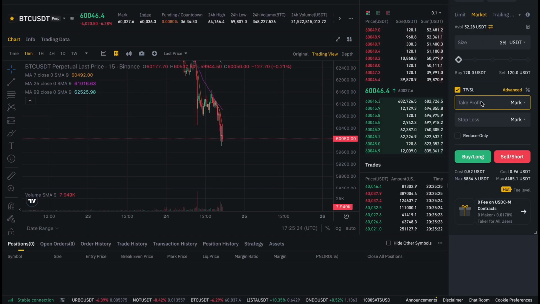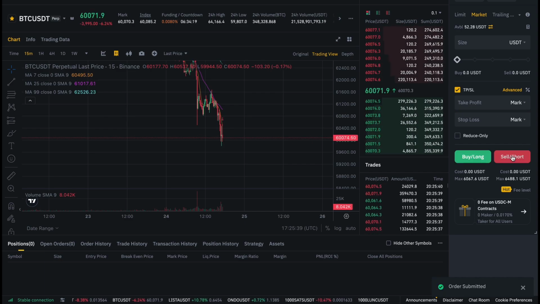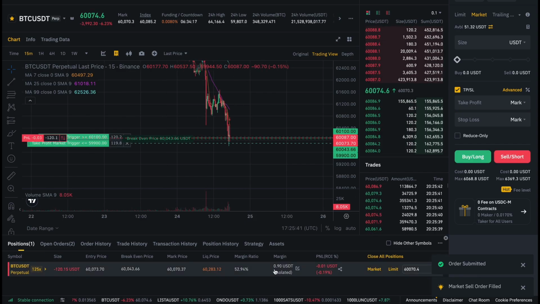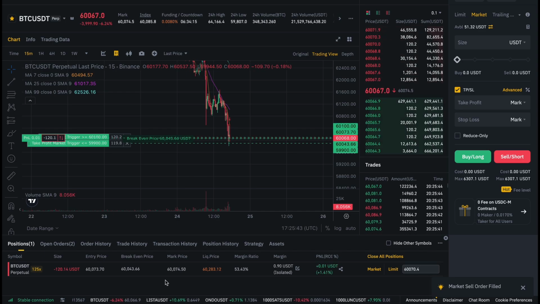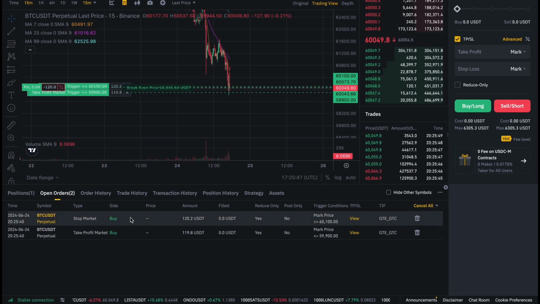Okay, let's take our profit at 59,900 and our stop loss is at 6,100. Okay, now we sell short. As you can see here, it has just opened up in our positions. You have your stop loss and take profit in your open orders.